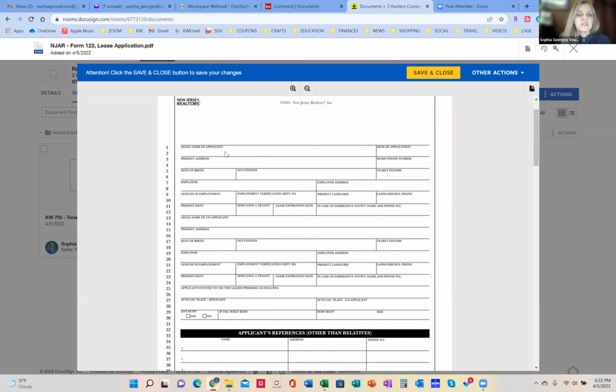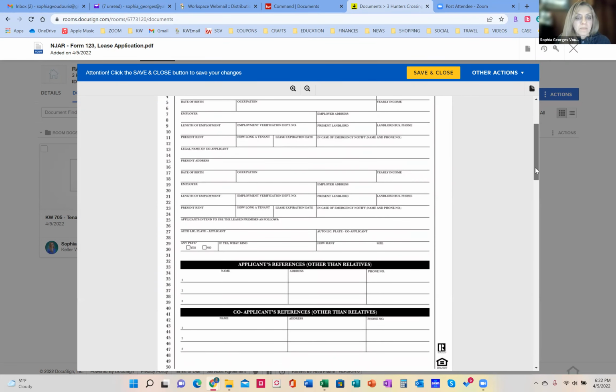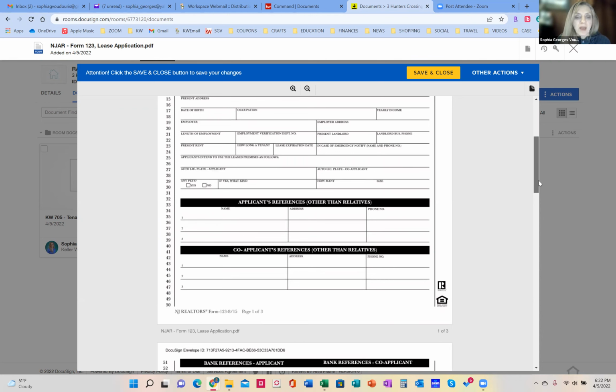So let them fill this out. Here it has the applicant, the address, their current occupation, their income, and who their current employer is. If there's a co-applicant, they'll put that here. They'll also put the current landlord's information. Do they have any pets? All that's really important, right? You've got to ask those questions.